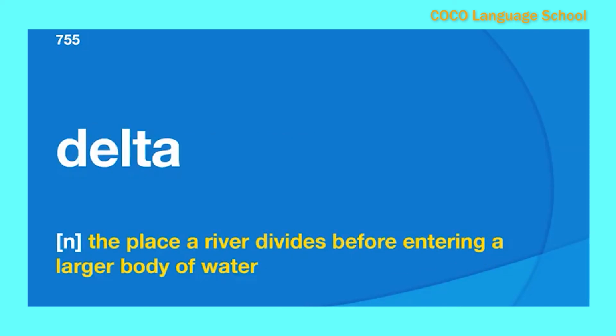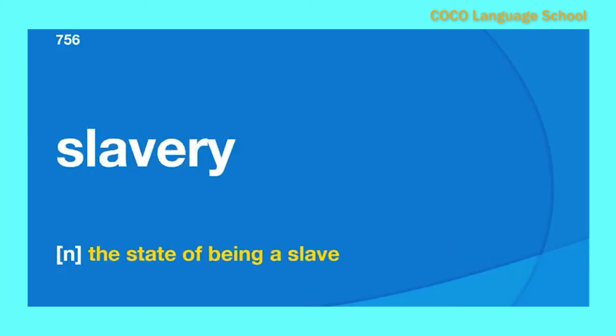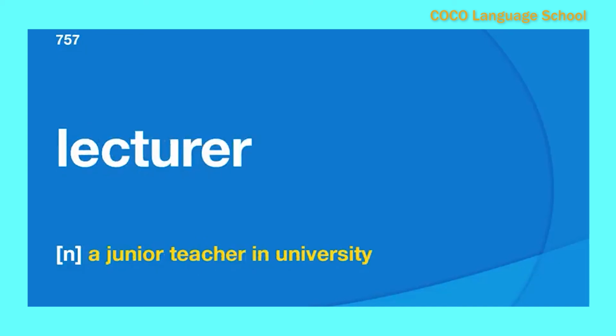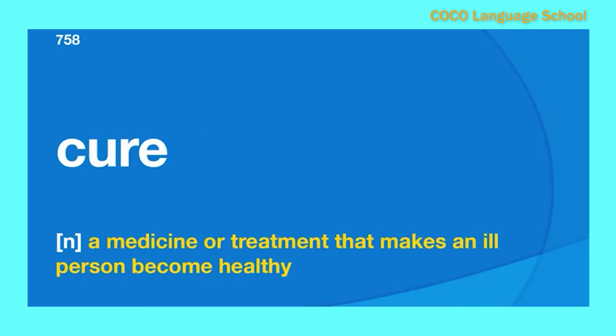The place a river divides before entering a larger body of water. Delta. The state of being a slave. Slavery. A junior teacher in university. Lecturer. A medicine or treatment that makes an ill person become healthy. Cure.